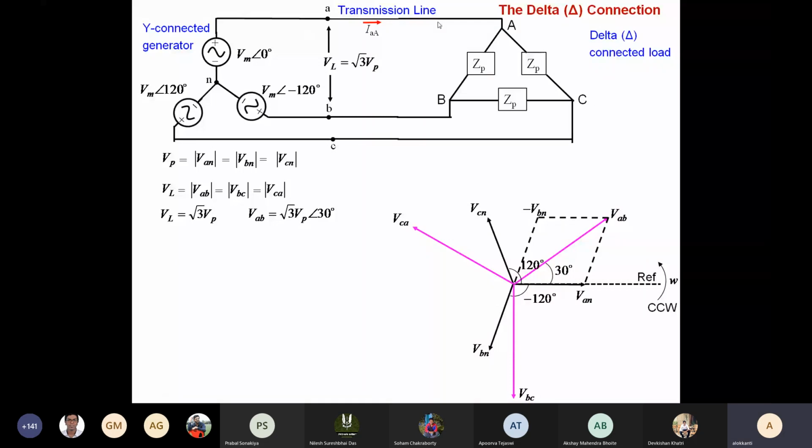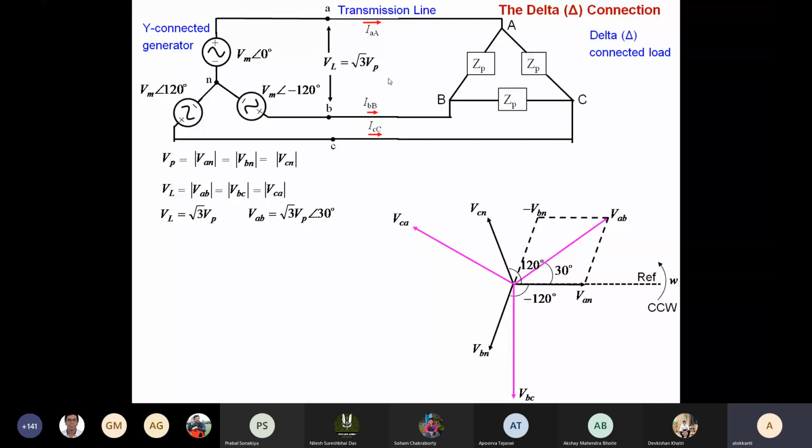Now, as soon as you connect this, there will be line current going to phase A, which is IAA. That is the line current from the A phase of the generator to the A phase of the load. Similarly, IBB will be the line current from the B phase of the generator to the B phase of the load, and ICC the line current from the C phase of the generator to the C phase of the load. As soon as these currents go, inside the delta there will be phase currents.